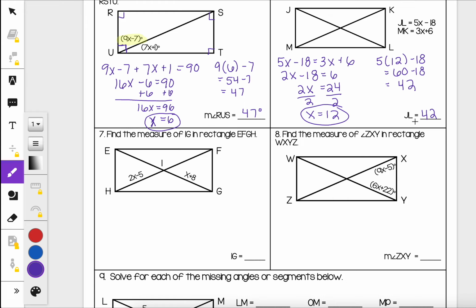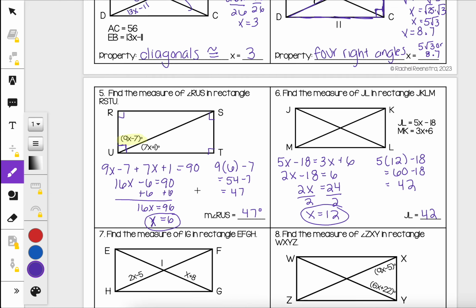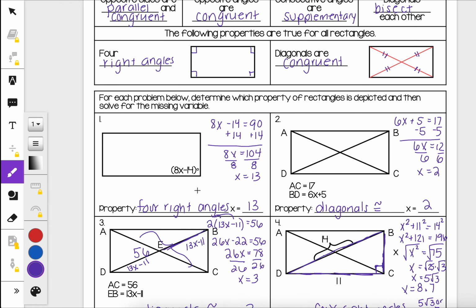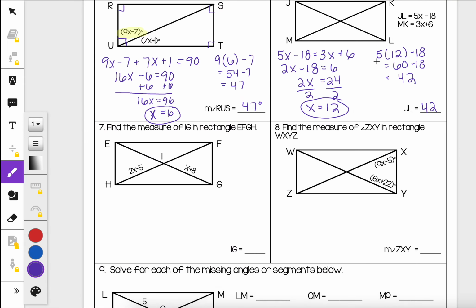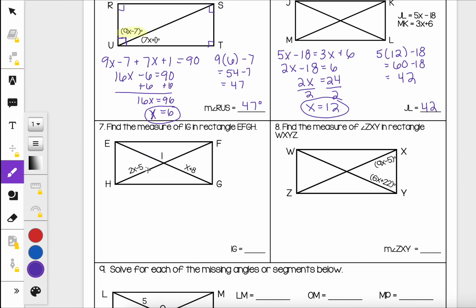Now, number 7, I talked about a little bit before. So it gives us the measure of segment HI and then segment IG. Now, if we kind of scroll back up here, we talked about how each of these diagonals are congruent. And if each diagonal bisects each other, then each of these pieces is going to be congruent. That is always going to be true about every rectangle. So if I go down to number 7, this segment HI is also going to be congruent to segment IG.